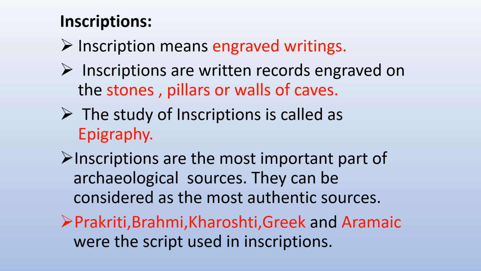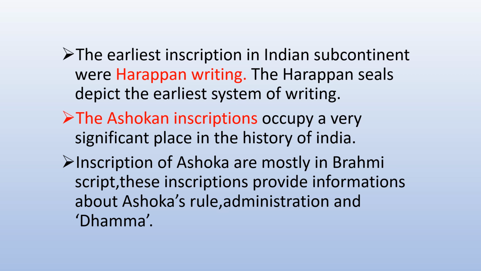Prakrit, Brahmi, Kharoshthi, Greek, and Aramaic were the scripts used in inscriptions. The earliest inscriptions in the Indian subcontinent were Harappan writing. The Harappan seal depicts the earliest system of writing. The Ashokan inscriptions occupy a very significant place in the history of India. Inscriptions of Ashoka are mostly in Brahmi script. These inscriptions provide information about Ashoka's rule, administration, and Dhamma.